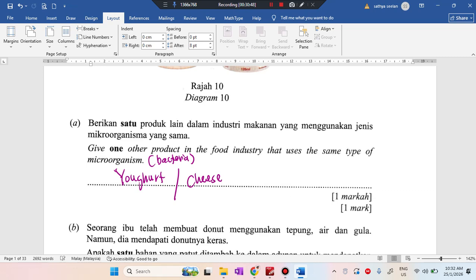Bread cannot. Bread is yeast. Bread, ketchup, tempeh all cannot. Okay? The one all yeast. Yogurt and cheese is caused by the bacteria.